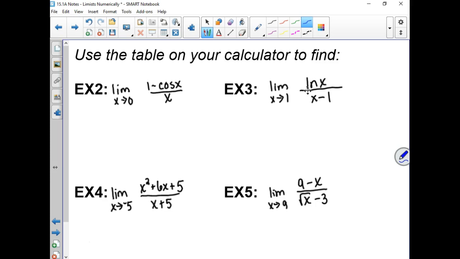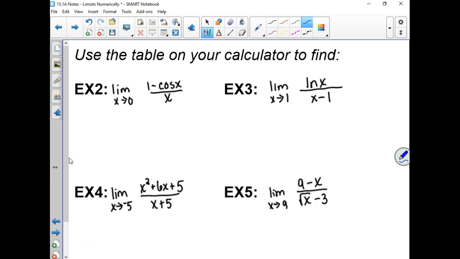So go ahead and try these in your calculator, and notice x is approaching different numbers for these different things. It probably usually gives you an error if you just plug in that number. But for 0, you would need to approach from the left, like negative 1, negative 0.5, negative 0.1, negative 0.01, and so on. And then also approach from the right to see if it's the same.